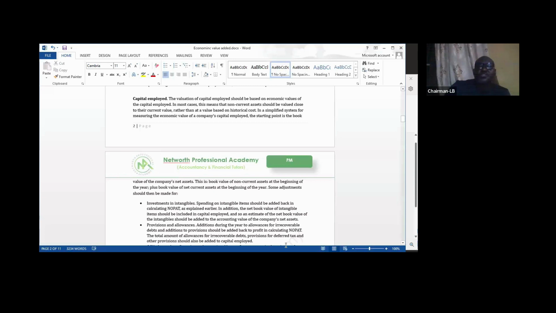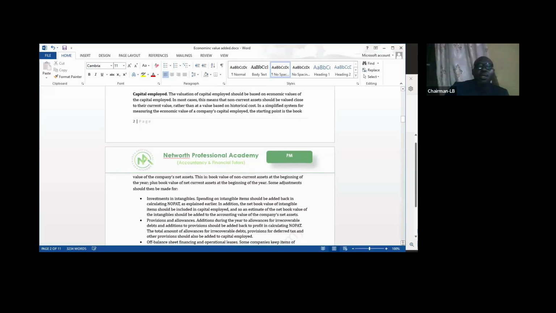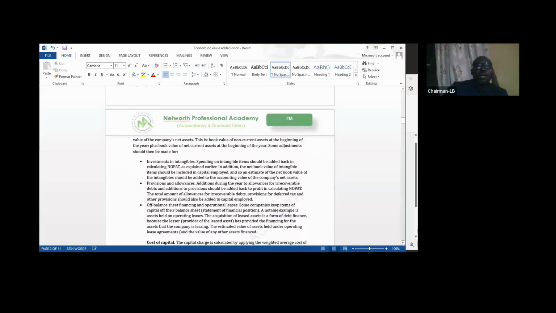Then your provisions. Addition during the year to provisions will be added back. Like I explained, that provision is an accounting assumption. It has not happened.